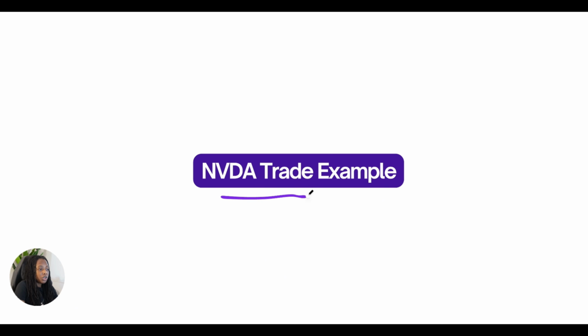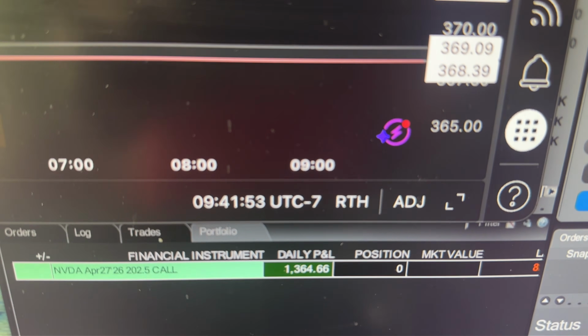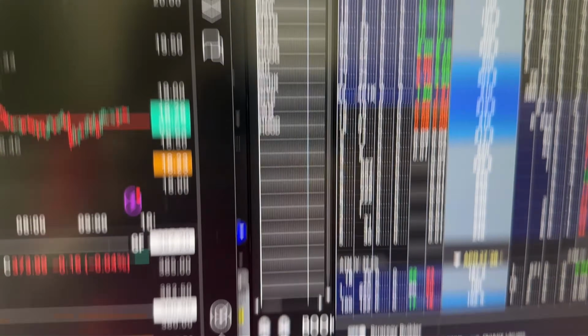Now I'm going to go over the trade example on the trade I took with NVIDIA, where I made just over $1,000 using the same concept. $1,300 to a real account, not fake.